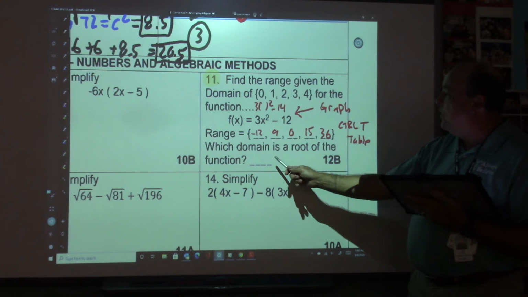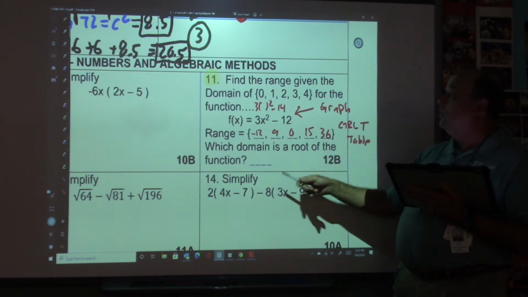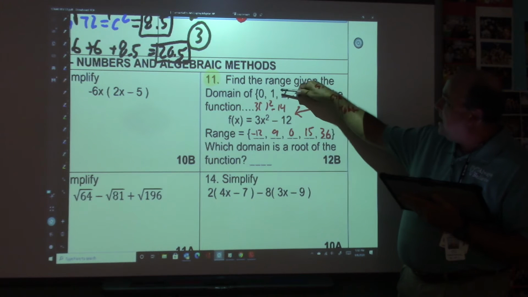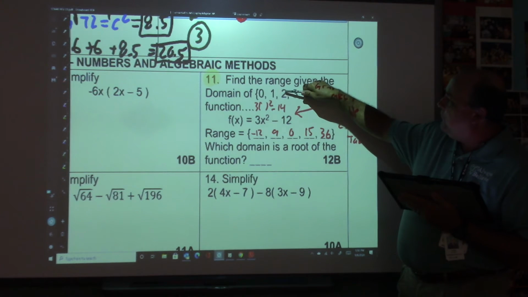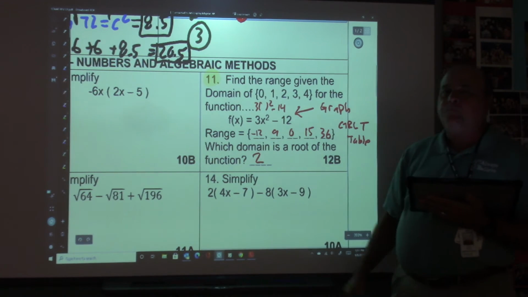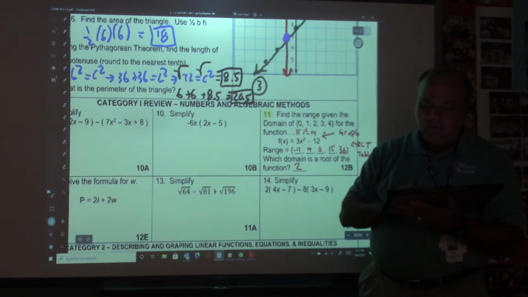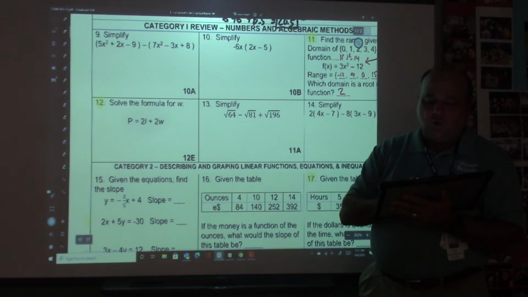Now then, the domain is a root of the function. Which one of these would be your 0? It's going to be the one that puts out 0, and it's going to be the 2, right? If you input 2, you output 0. So 2 is a root. Okay. The next one we're going to do is number 12.